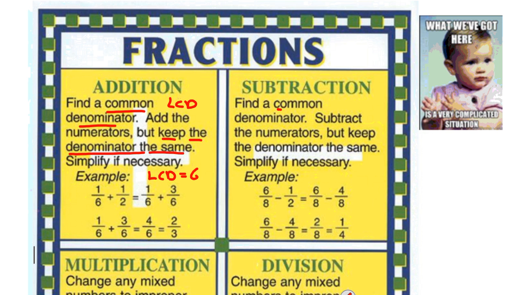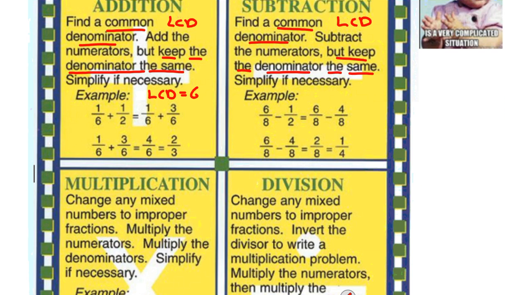Subtraction, same thing. Find a common denominator, LCD. Subtract the numerators, but keep the denominators the same. Very important. So once you've got 6/8 minus 4/8, that gives you 2/8, which simplifies to 1/4. So don't forget to keep your denominators the same.